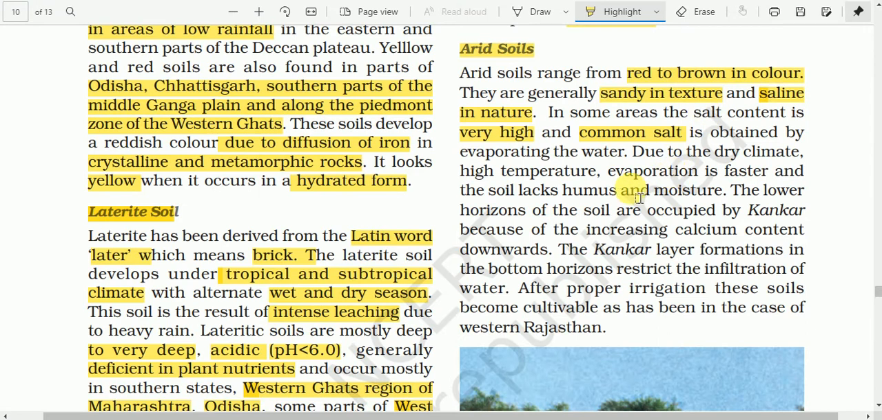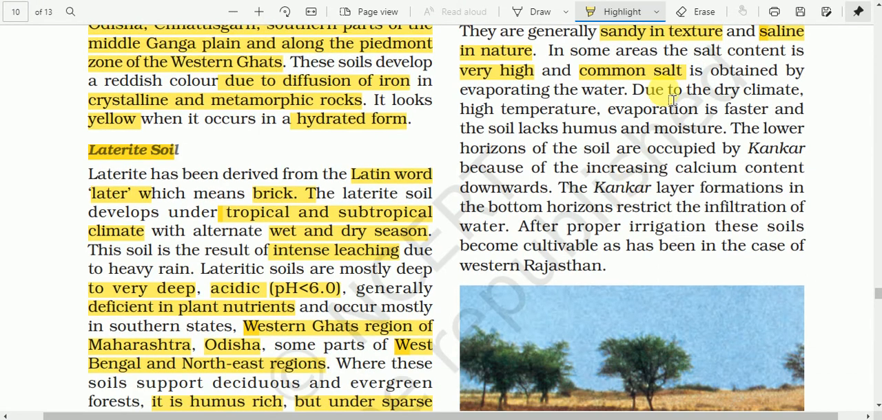Due to dry climate and high temperature, evaporation is faster, and these soils lack humus and moisture. Due to the dry climatic condition and high temperature, the evaporation rate is very fast, and that is why this soil lacks humus, partially decomposed organic matter, and moisture, that is, water.